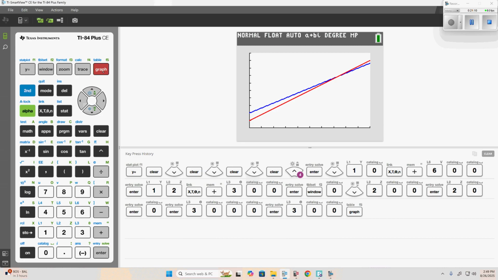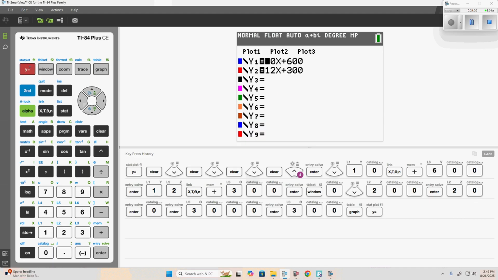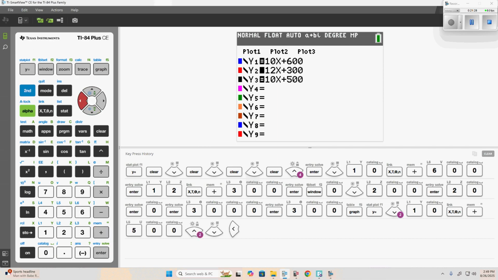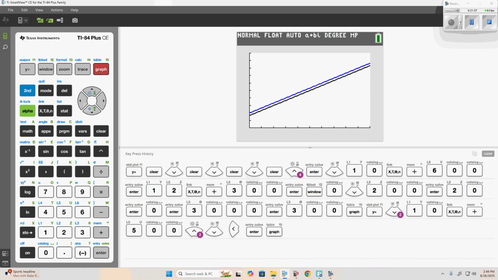Those two intersect at a certain point, and we know that value is going to be 150 students, $2,100. Yes? Now the new equation we got was 10x plus 500. Yes? So I'm going to tell it not to graph our Lakeside yet. I just want to graph these two here.